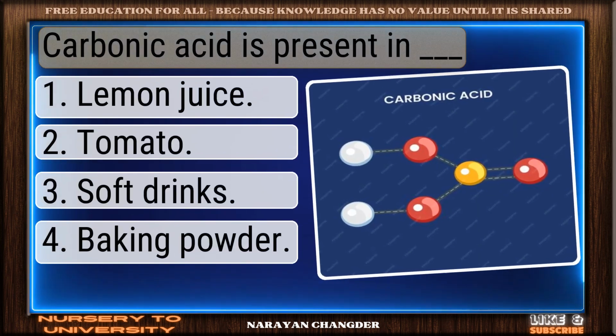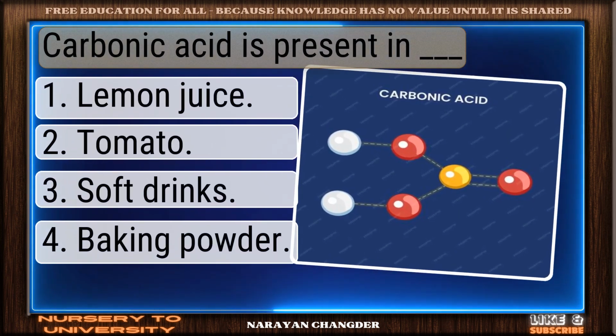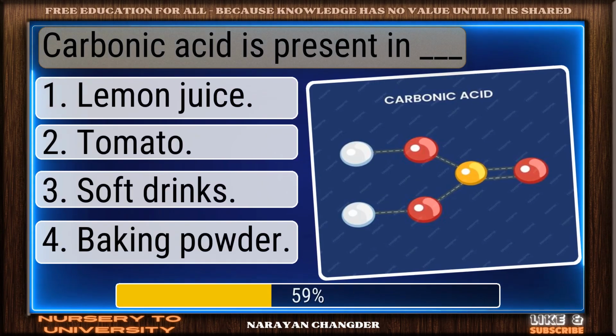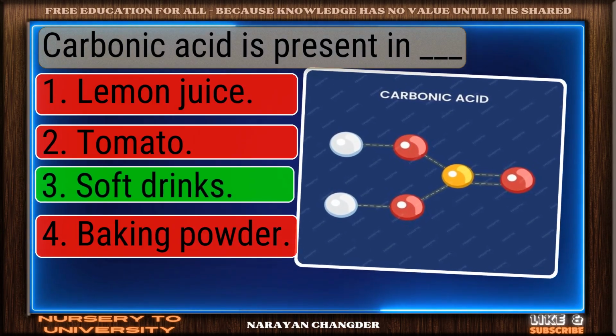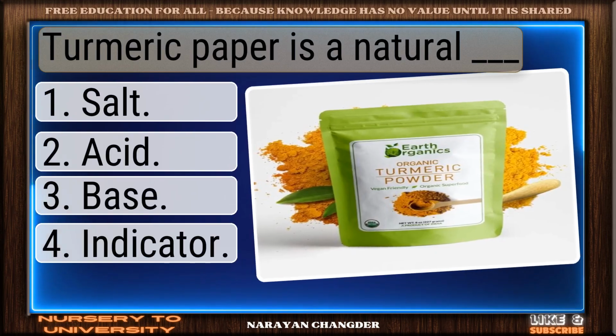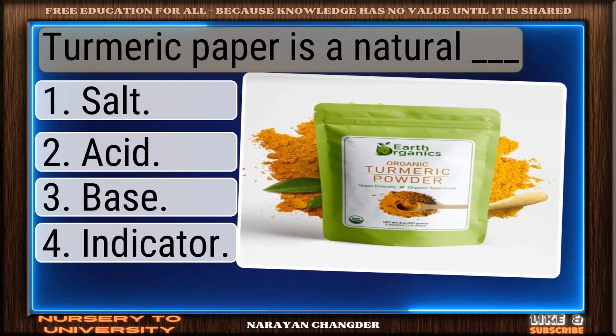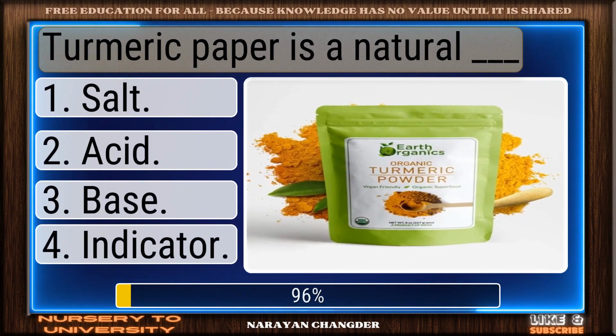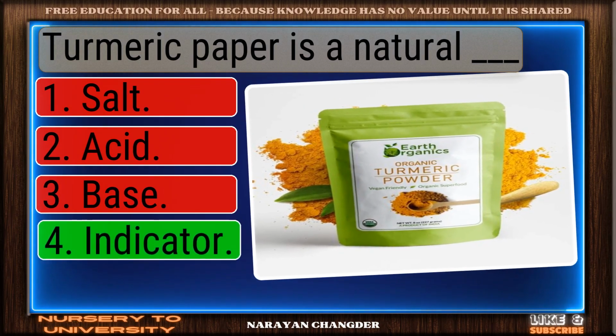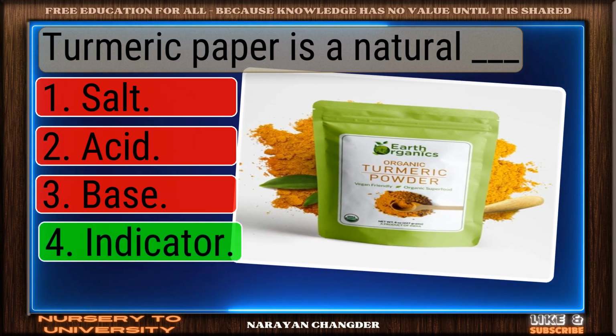Question number 129. Carbonic acid is present in dash. On track. Soft drinks is the correct answer. Question number 130. Turmeric paper is a natural dash. Excellent. Indicator is a brilliant choice.